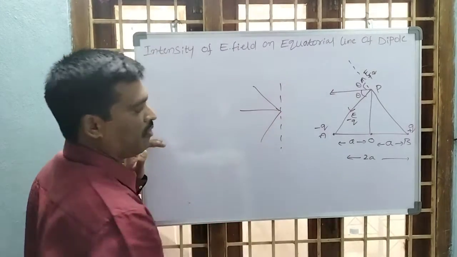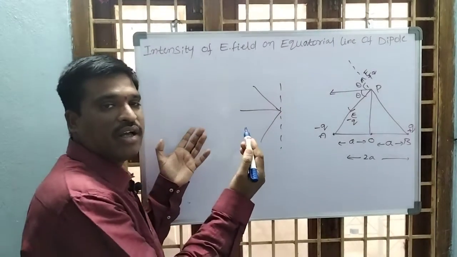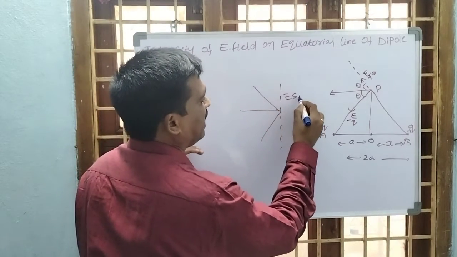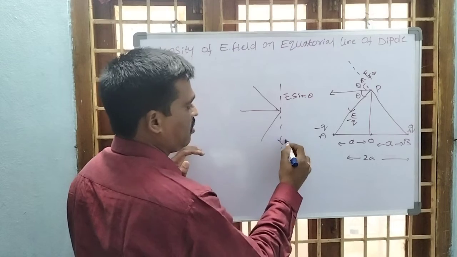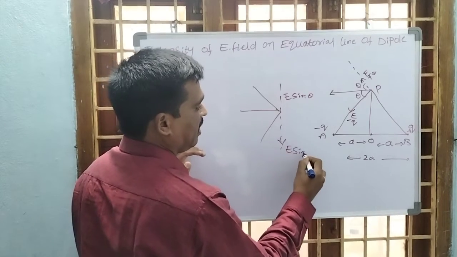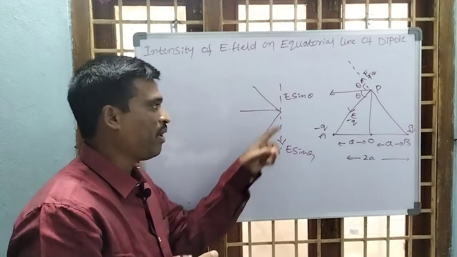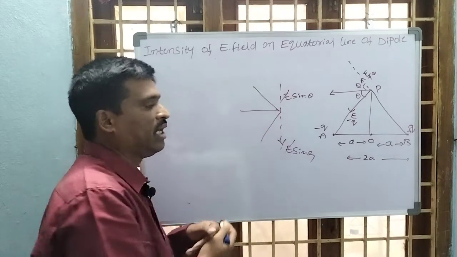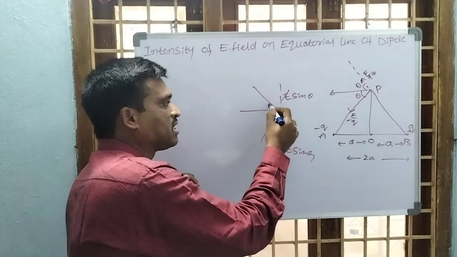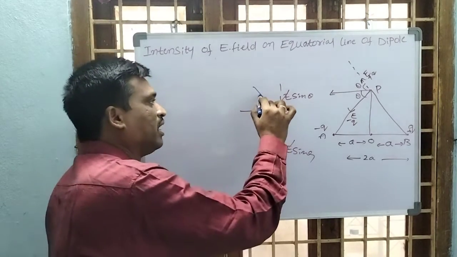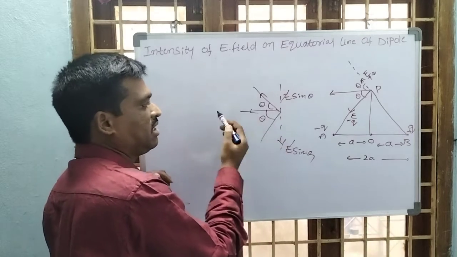This is a vertical line. The vertical component is E sin theta. Here also E sin theta. Both are in opposite directions, so they cancel, and the net vertical intensity of electric field at point P is 0. This is the angle theta, and this is also angle theta. The intensity of electric field is acting in this direction.